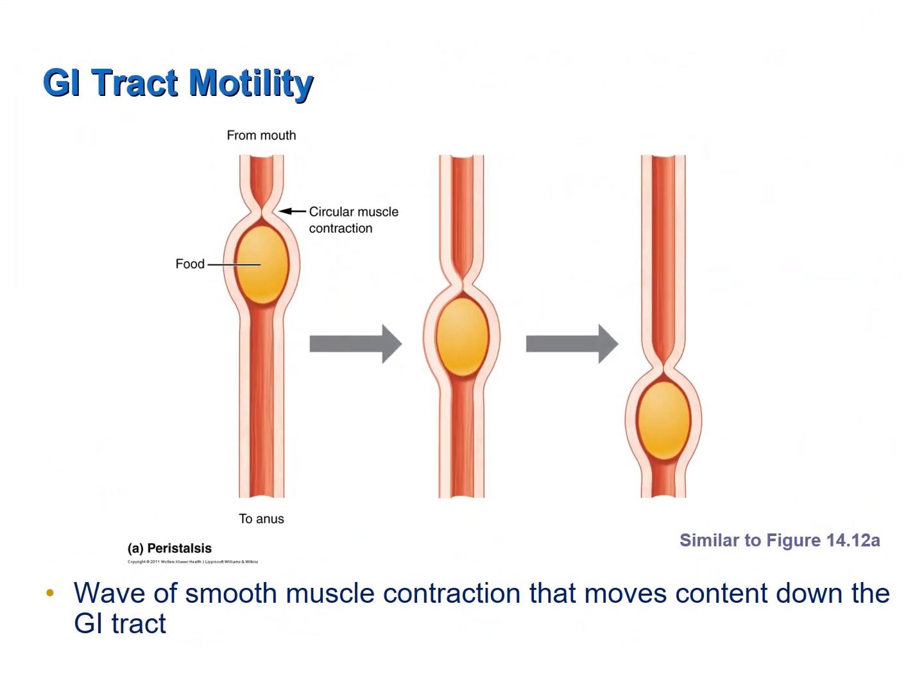I would like to elaborate briefly on GI tract motility because there are two different types. Peristalsis is wave-like smooth muscle contraction that serves to move the contents down the GI tract. This figure illustrates how a bolus of food is moved away from the mouth and toward the anus by peristalsis. Notice that contraction behind the food particle propels it forward. This movement is similar to how one might move toothpaste through a toothpaste tube toward its opening.